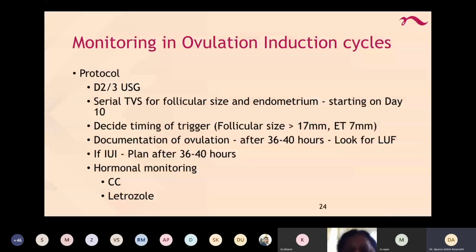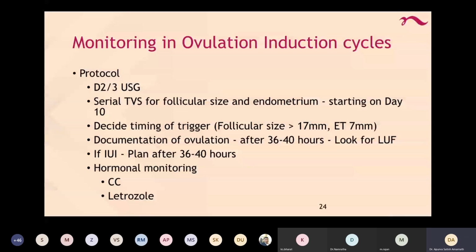And following this trigger, documentation of ovulation should be done after 36 to 40 hours. This is basically important for us to see if there's any luteinized unruptured follicle, because if this is there, then the chances of pregnancy reduce because of lack of ovulation.